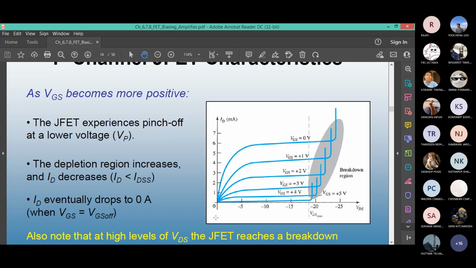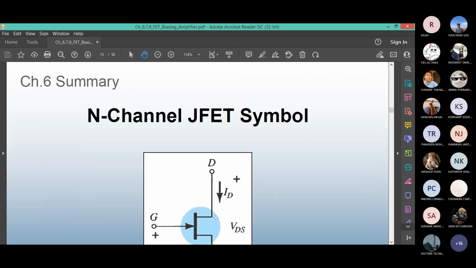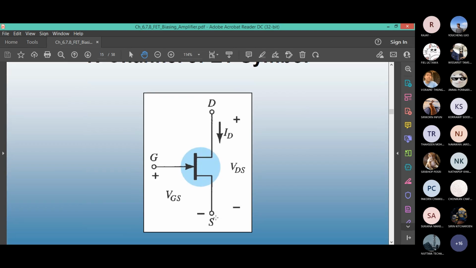This is the characteristic graph that we did not use to solve any problems. This is for the P-channel. For the N-channel, the pinch-off voltage and VGS are in the negative region. This is the symbol of an N-channel JFET. Three terminals: gate, source, and drain. ID is the same as IS.